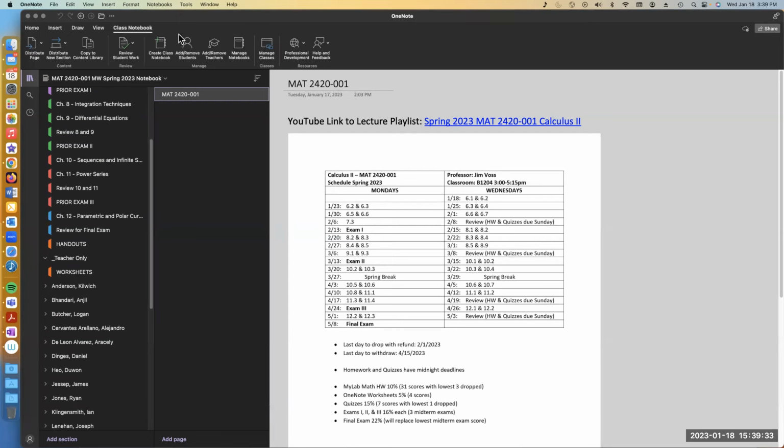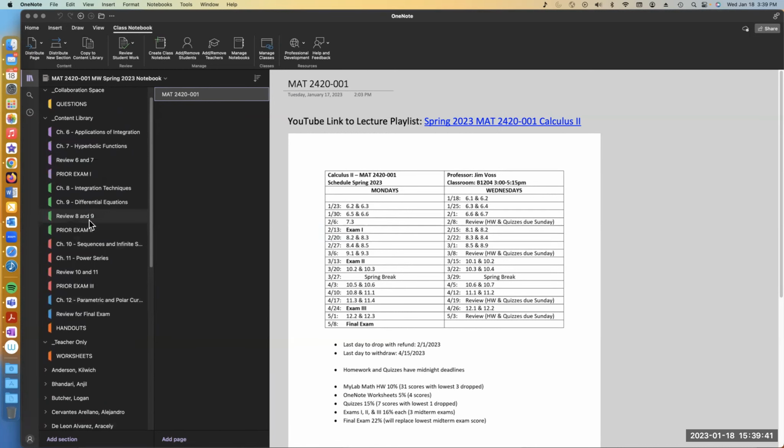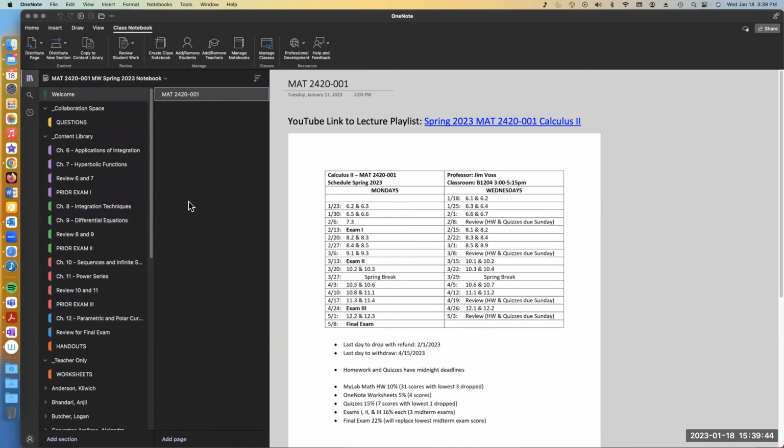Question. Yeah, so I feel a little confused about where we need to do our assignments. Most of your assignments are in MyMathLab. So they're like two different platforms. One is MyMathLab and one is OneNote, right? Correct, exactly.